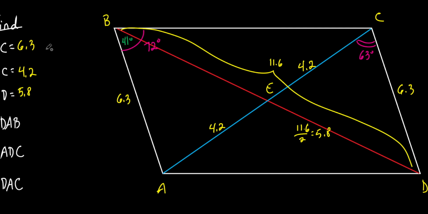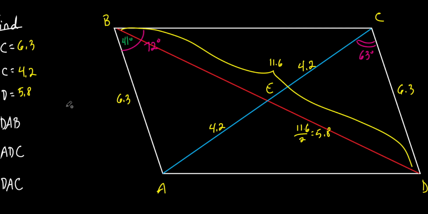That was the other thing. Okay? This is being bisected. It's split into what? 2 equal parts. So you don't divide by 3, you divide by 2, because this is half of the whole thing. All right, let's do the angles. You ready?